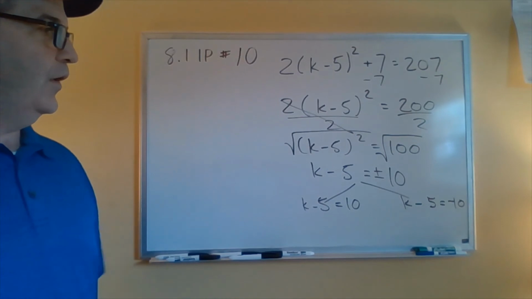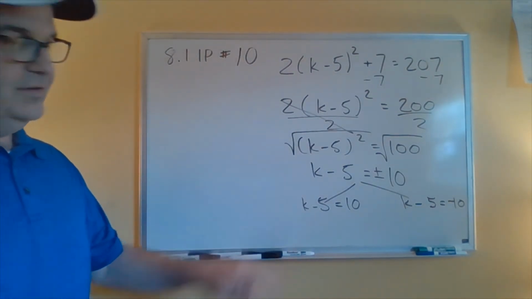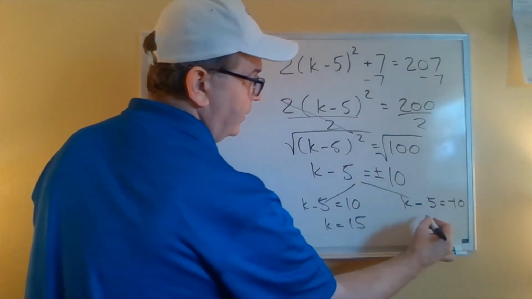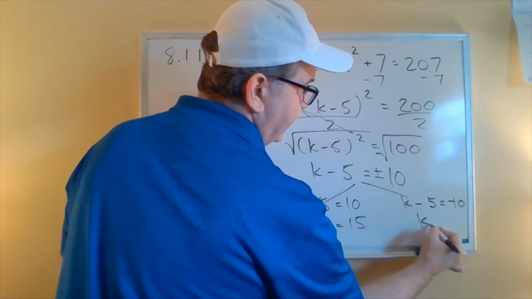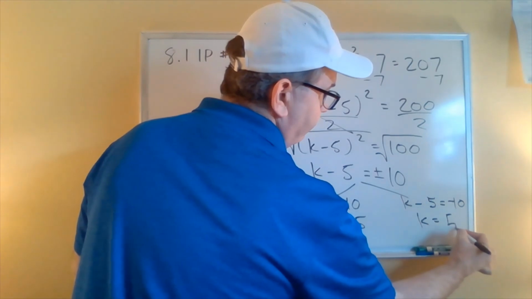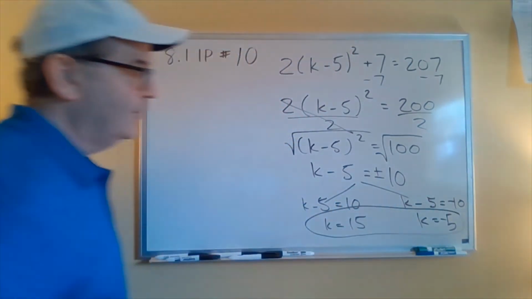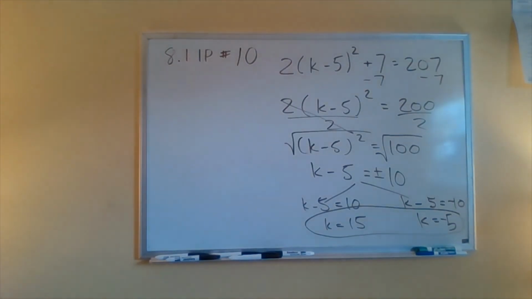To solve for k, I'm going to add 5 to each side. I'll get k equals 15. When I add 5 over here, I get k equals, ran out of room there, negative 5. I hope you can read that. The answer to number 10 is k equals 15 or k equals negative 5.